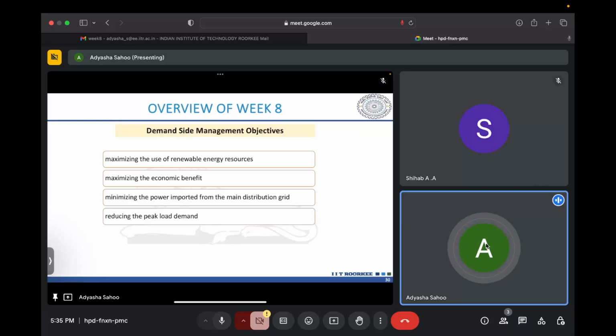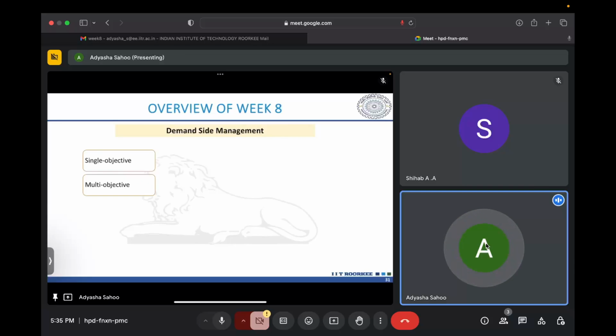Now, what can be the various demand side management objectives? They can be maximum utilization of the renewables, maximizing the economic benefit, minimizing power import from the grid, or reducing the peak load demand.